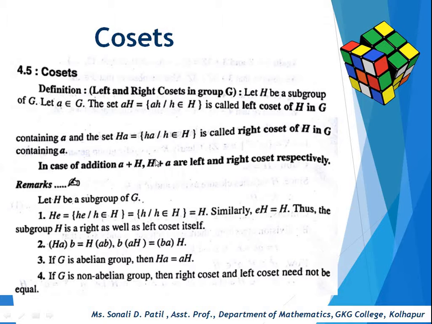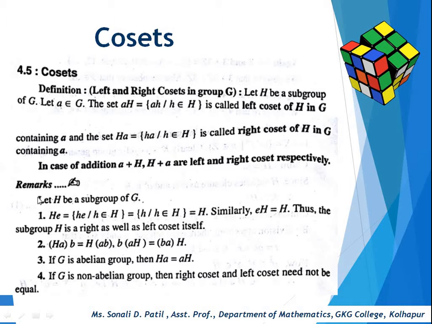Most of the time whenever we are doing a proof, result or property, by default we are using it without loss of generality. It is a multiplicative group only. But in case we have an additive group, we can write the right coset as H + a, where a is getting added to H from the right hand side, and the left coset as a + H, where a is getting added to H from the left hand side. So in case of addition, a + H is called the left coset and H + a is called the right coset.